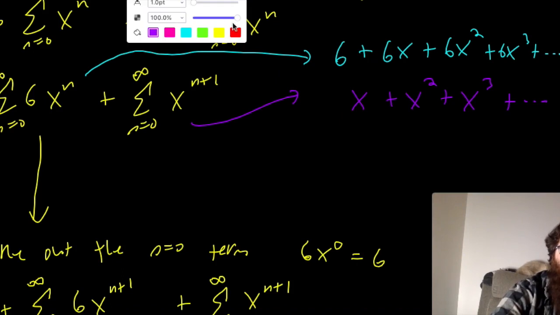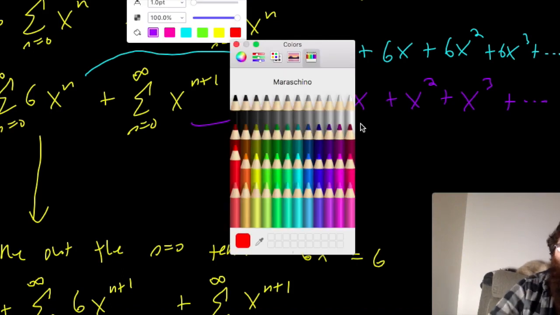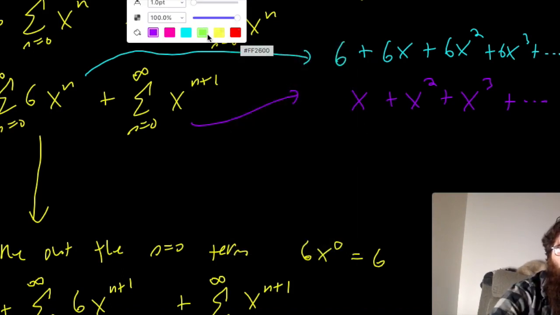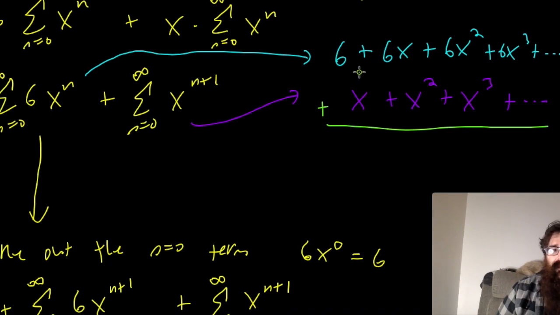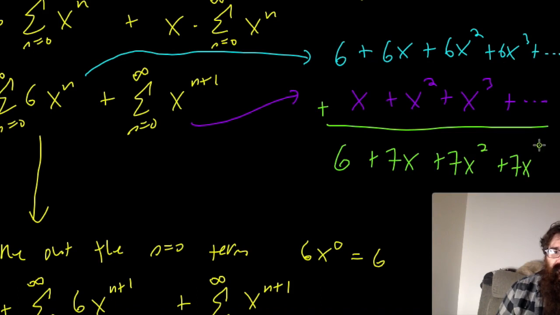So if I add these together, let's do green. Gotta get some green action. If I add these together, I want to add the like terms. So I have this 6 as the only constant, so it's sort of just loitering. But then 6x plus x is going to give me 7x. 6x squared plus x squared is going to give me 7x squared. 6x cubed plus x cubed is going to give me 7x cubed, and so on and so forth.